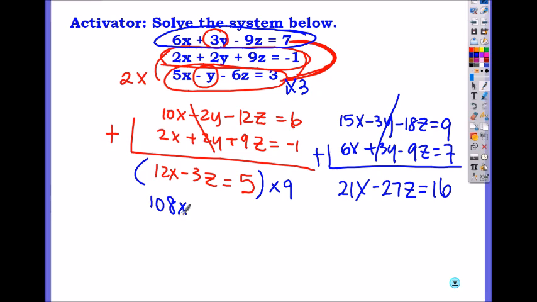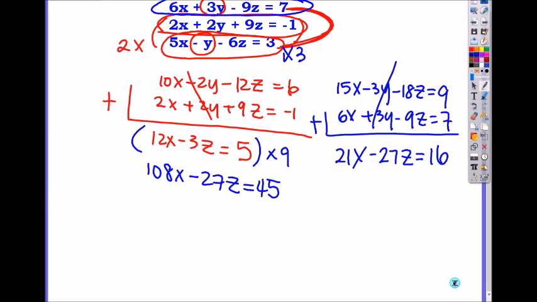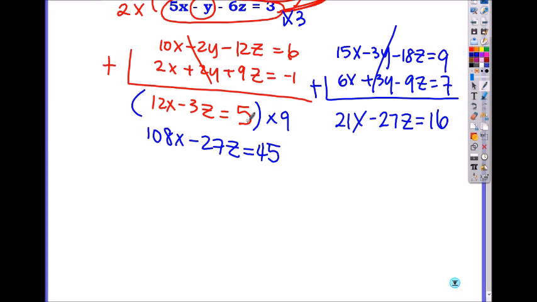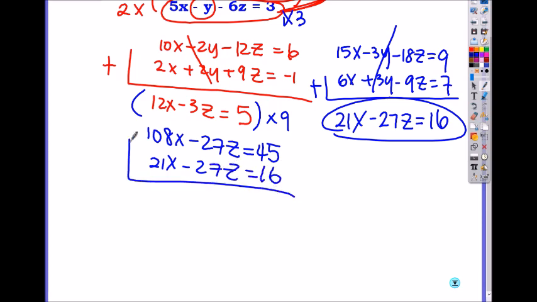So I get 108x minus 27z equals 45. Right? I just multiply all 3 terms by 9 and then copy this right underneath it: 21x minus 27z equals 16. Now, what should we do to get rid of the z's? Subtract. Why? If you add it, you get a bigger negative 54z, right? Our goal is to get rid of it. So if you have the same sign, you have to subtract. So here you get what?